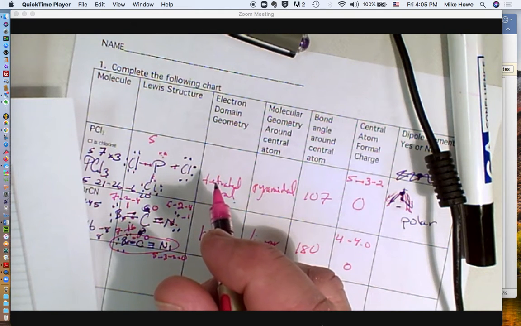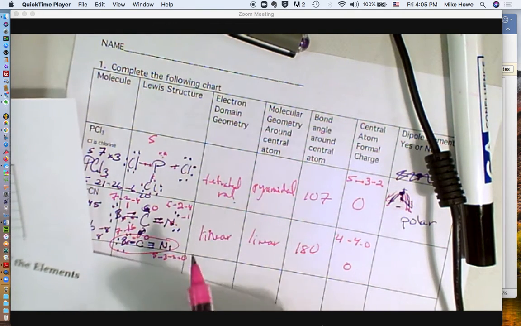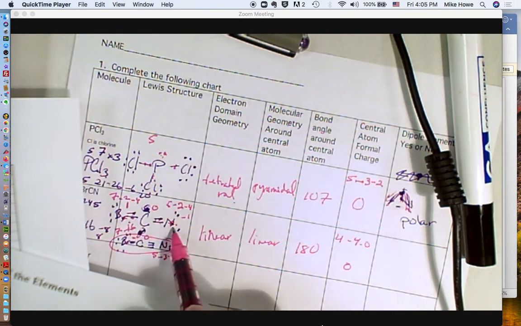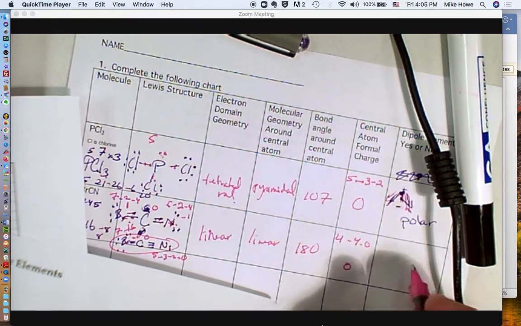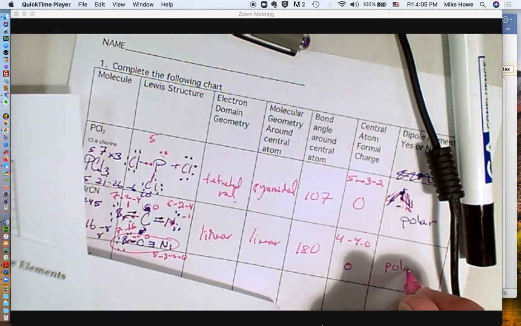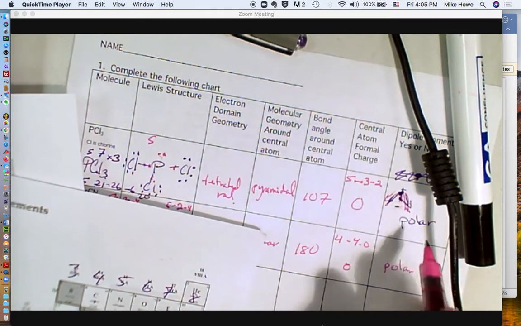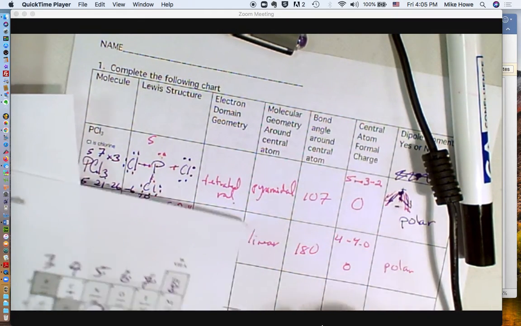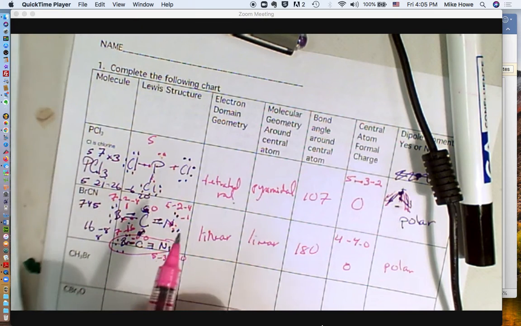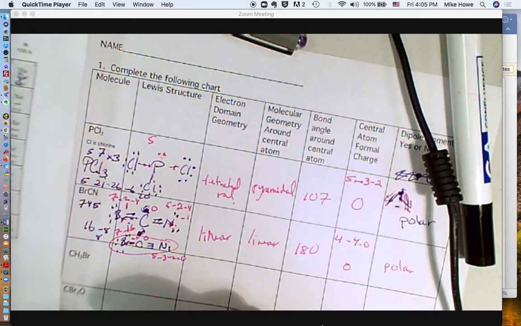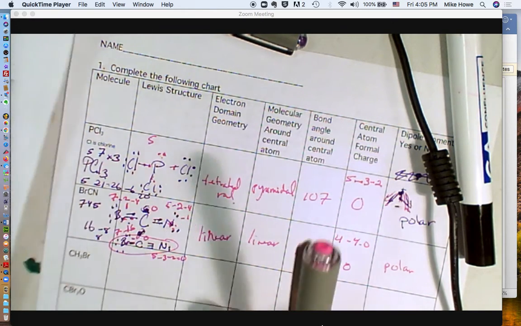And that's a little bit hard to tell. You might have to look it up. But if you know that they're not the same atom on each side, it's going to be a little bit polar, at least a little bit polar. And that is the answer to that question. So really, technically, yes, they're dipoles. Polar means dipole. All right, so now we're ready for CH3Cl.